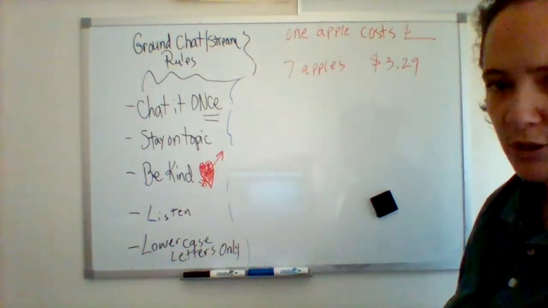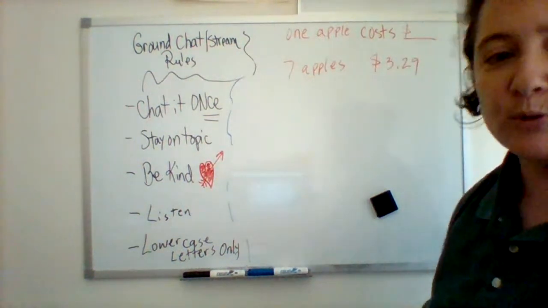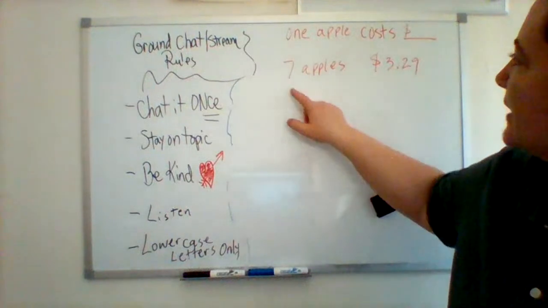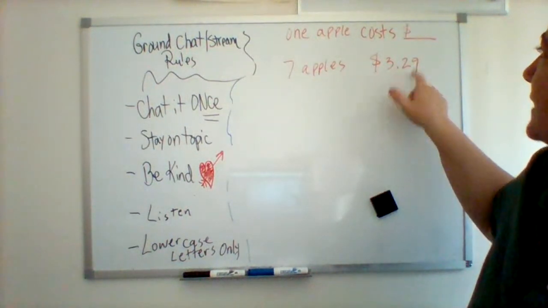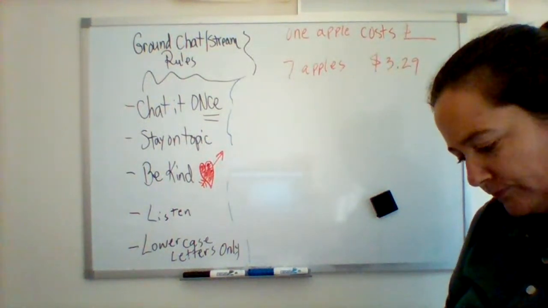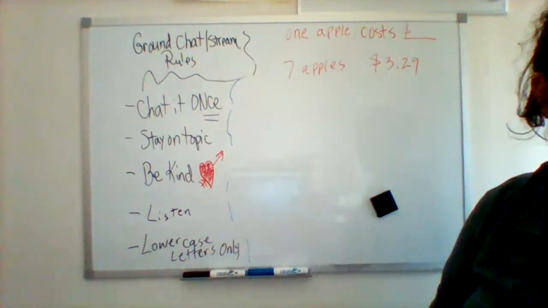All right. Hey, Ashley, how you doing? Hey, Lewis. Wow, Lewis, you're back. Great. All right, tell me what you guys think. If 7 apples cost $3.29, how much does each one cost? Just one. And I'll take attendance while you guys try to figure that out.